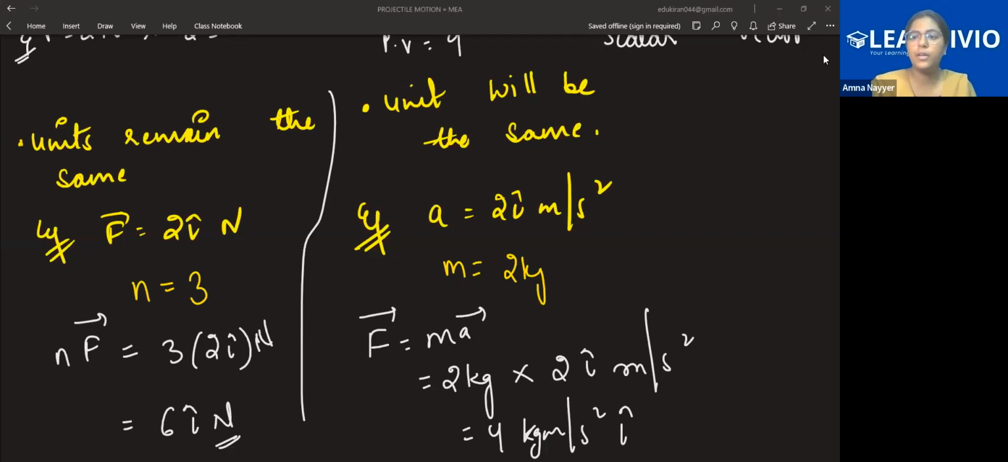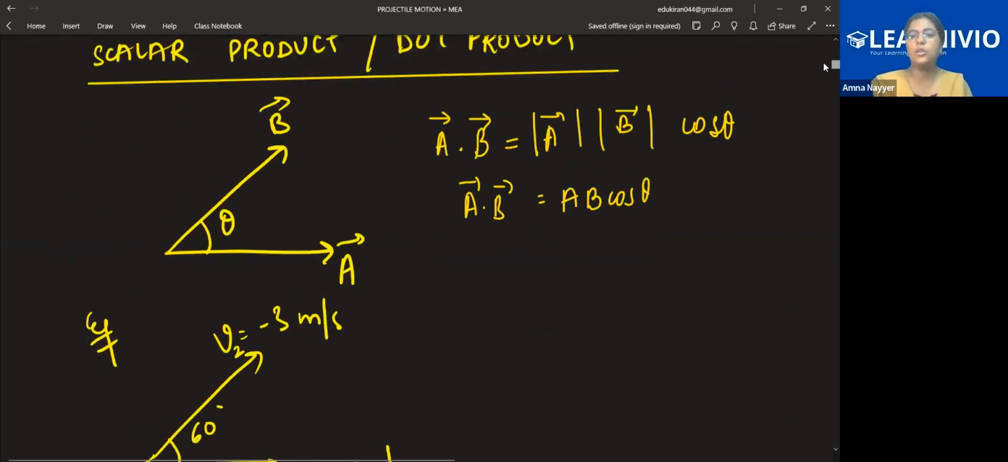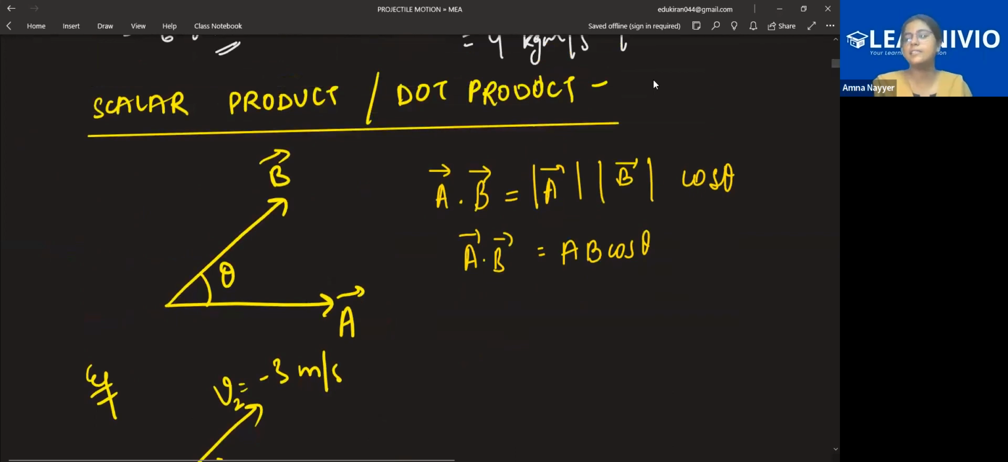Okay, I'll start with dot product now. See, what is dot product? Basically, we call it the scalar product. So scalar product means when you multiply these two vector quantities, the final result will be a scalar. Like if I give you an example, force is a vector quantity, right? Displacement is a vector quantity. But when you multiply force and displacement using dot product, F dot D, this gives you work done. And work done is a scalar quantity.